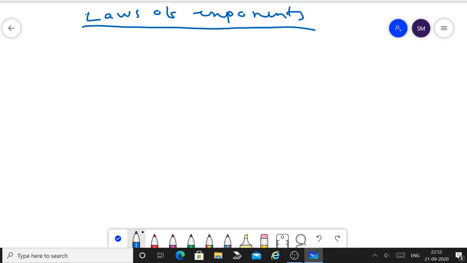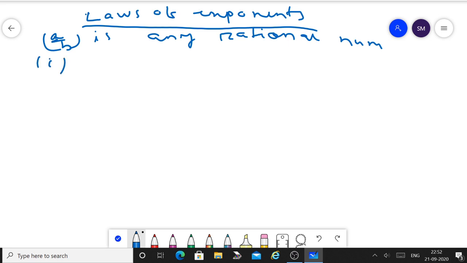Note down, students, laws of exponents. Laws of exponents. Here a by b is any rational number. Any rational number.